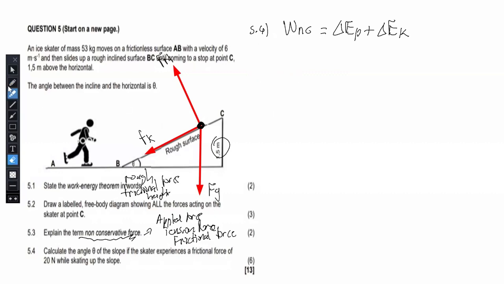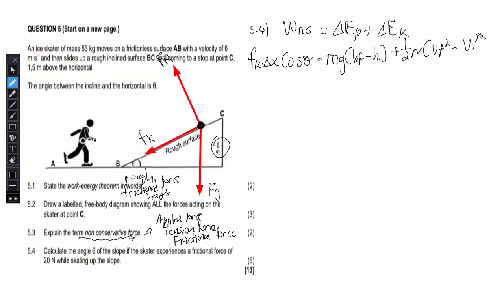So we can just say this is Fk delta x cos theta. And then break this one down: it's mg, height finally minus height initially, plus half m, vf squared minus vi squared. Right. Now, what is our Fk? That's 20. And then we are looking for delta x first.